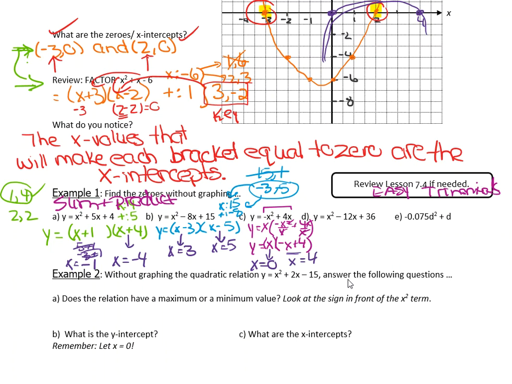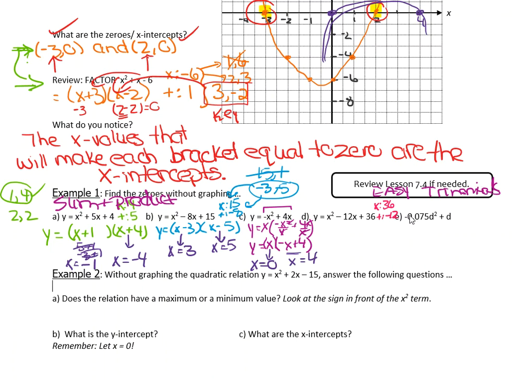Next one, D. What two numbers will multiply together to give me a 36, and those same two numbers have to add or subtract to give me a negative 12? Okay, multiples of 36. There's a lot of them. You might need your calculator.